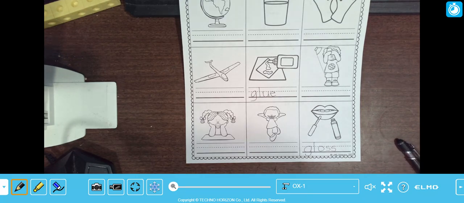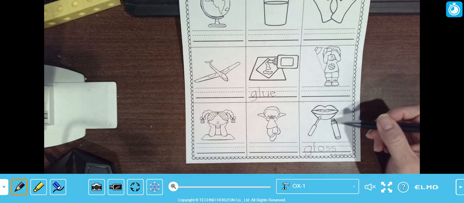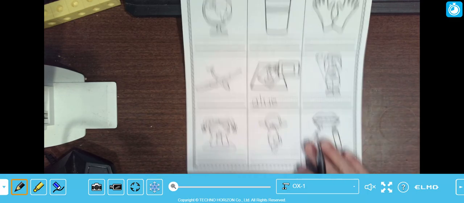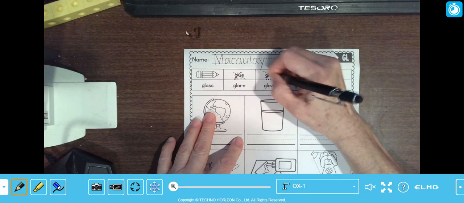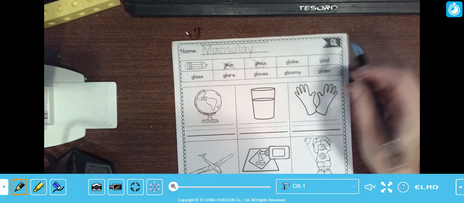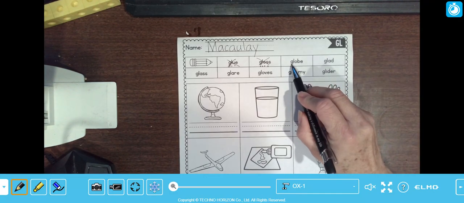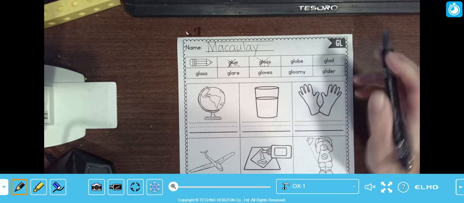Okay, if you need more time, be sure to pause that video so you can finish writing down the word gloss. We're going to cross it off. We're going to go to the next word. Okay, so this one has 1, 2, 3, 4 sounds.